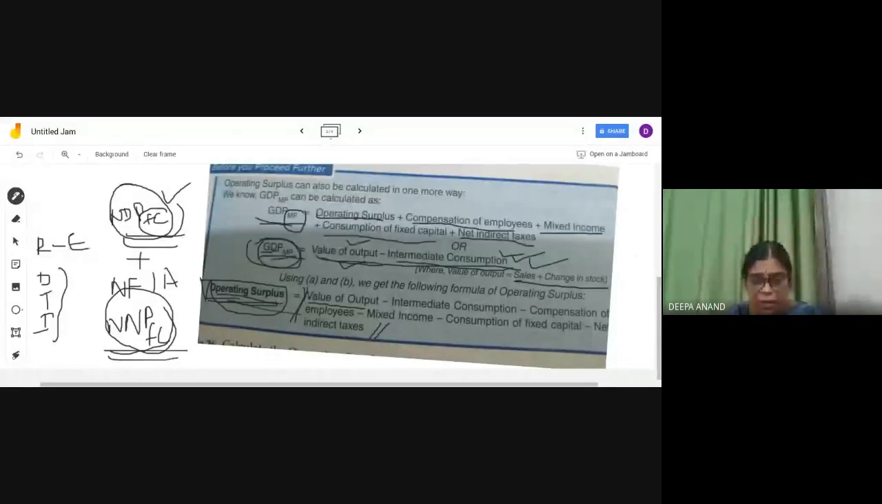That revenue minus whatever you have paid for raw material or whatever intermediate consumption you have used for production, minus compensation to employees. Minus whatever money the employees got, and minus mixed income, because mixed income is added here in a different head. So you have to deduct that also. Minus mixed income, you have to deduct from here to know the actual operating surplus.